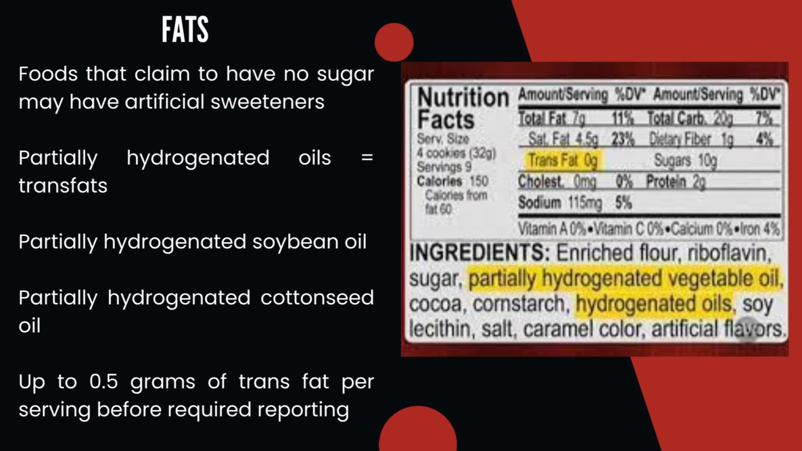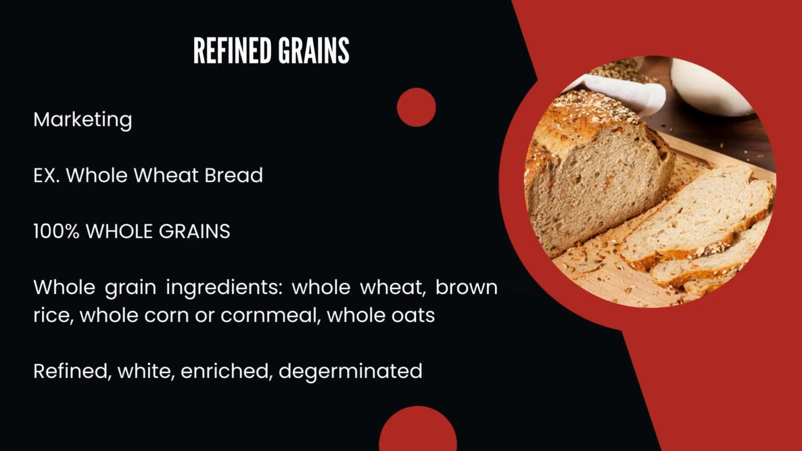And then let's go on to refined grains. Okay, so refined grains, there's a whole market out there that's using the words whole grain product, even if it has mostly refined grains and only a small portion of whole grains. So a common example is whole wheat bread. Check out the number one ingredient listed on whole wheat bread, and it will say refined wheat flour. So you want whole grains, right?